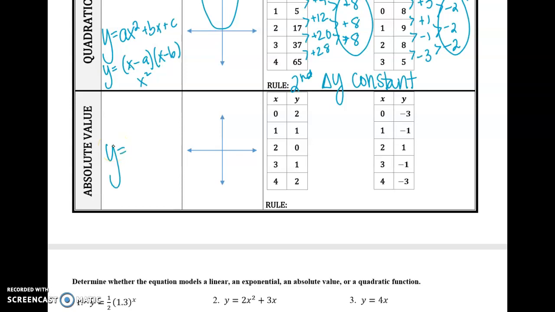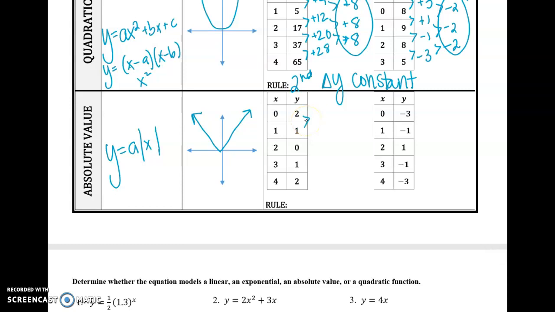Last one is an absolute value function. You can have an a out here. You can have some shifts within the a. But the main thing you're looking for are those absolute value bars. The absolute value bars make it so it's a V shape. Okay. And then the rule for absolute value tables is a little different as well.